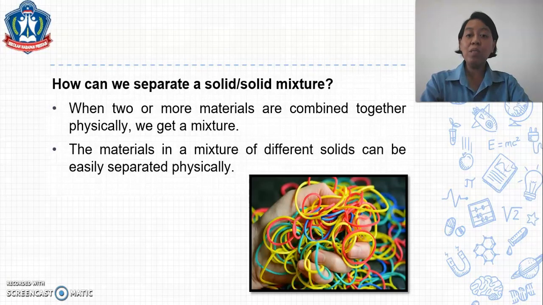So how can we separate a solid or solid mixture? When 2 or more materials are combined together physically, we get a mixture. The materials in a mixture of different solids can be easily separated physically. Look at the picture, children. How can we separate these rubber bands? By its colors, right?